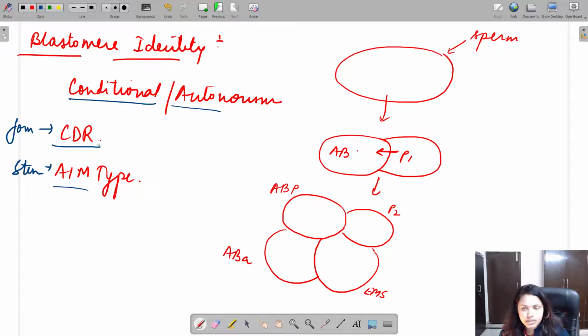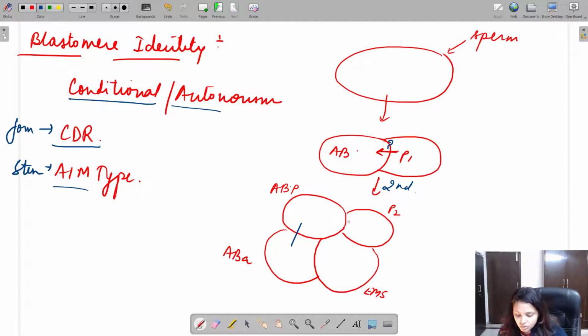The main feature is what? When sperm fertilizes the ovum, it divides. After the first cleavage, one is the AB cell and the second one is the P1 cell, right? So we don't know what factors trigger one cell into the AB form and the second one into the P1 form. Okay. Then the next cleavage, second cleavage, what happened? This AB is divided again into 2 different forms, ABP and ABA. Okay, and the founder P1 cell is converted into P2 and EMS cell.